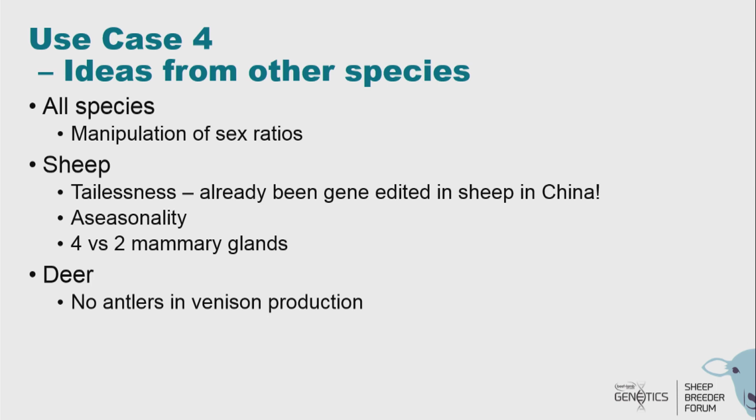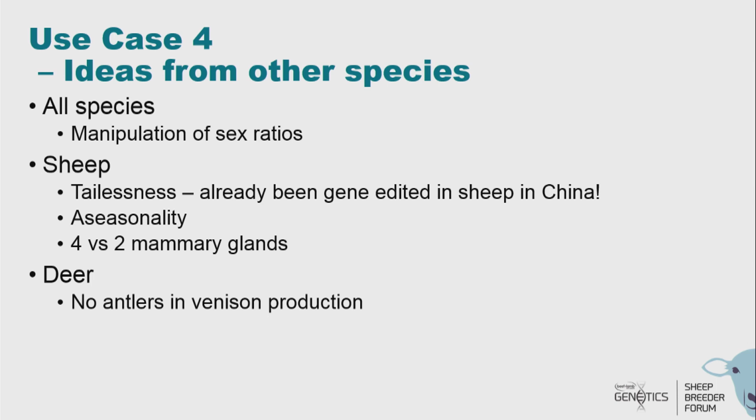Sheep, taillessness. So in China, they crossed a fat tail sheep with a normal sheep, and they mapped the gene responsible for the fat tail. Then they looked at the literature in humans and other species and discovered that that particular gene was responsible for taillessness. So they did a gene edit on those sheep, and they produced tailless sheep, all in the space of less than a year. So they already exist.